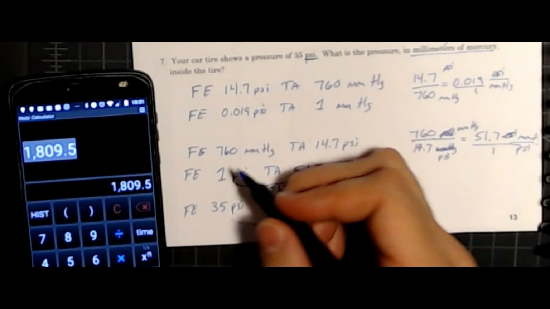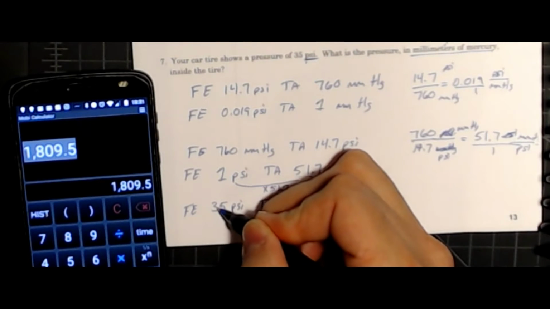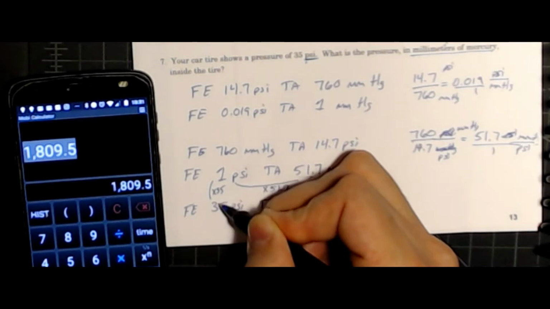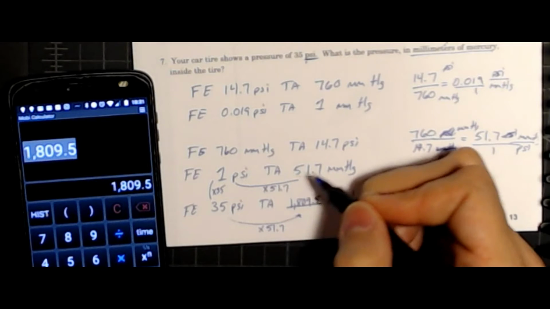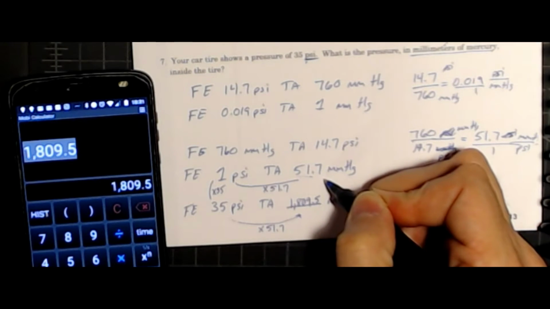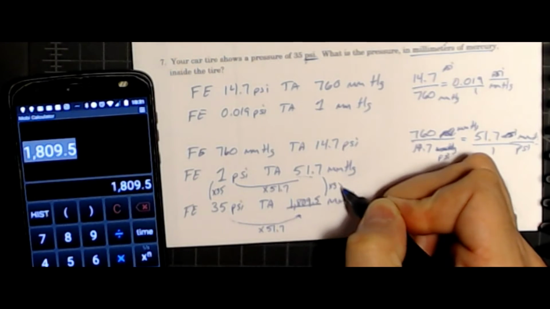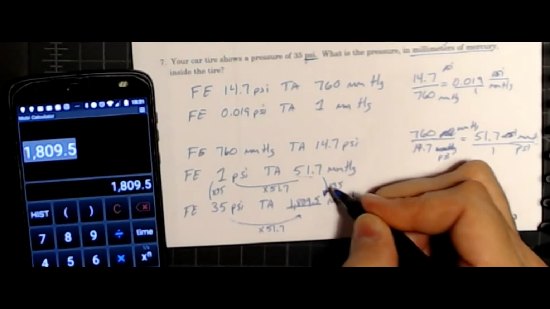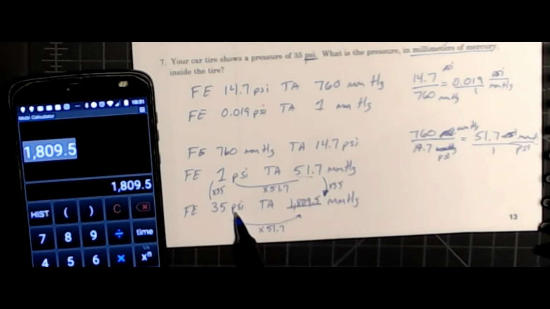Another way to get there, I think, we can do 1 times 35. So 1 times 35 gives you 35. Well, what if you do 51.7 times 35? Oh, hey, that's what we already did. See how the math kind of works out? What we're actually doing here is solving a proportion. And I don't care if you've never understood what a proportion is, but that's what you're really doing here.